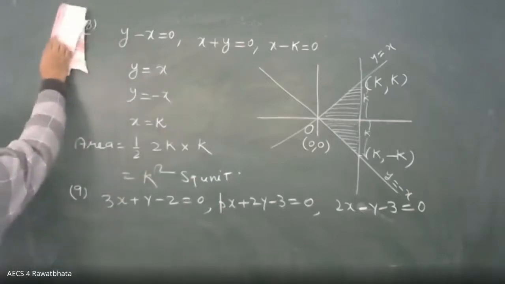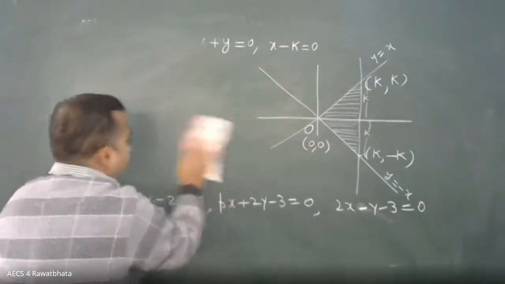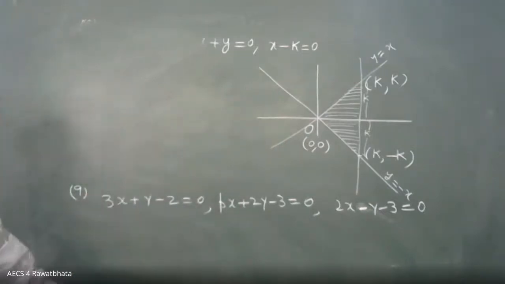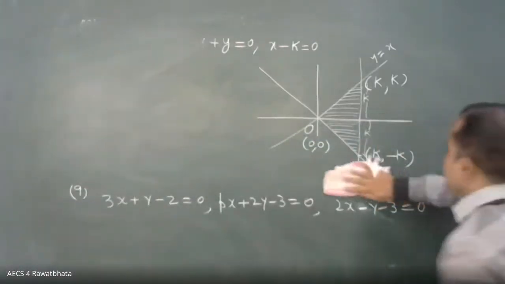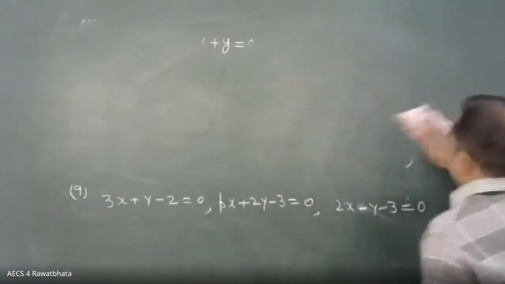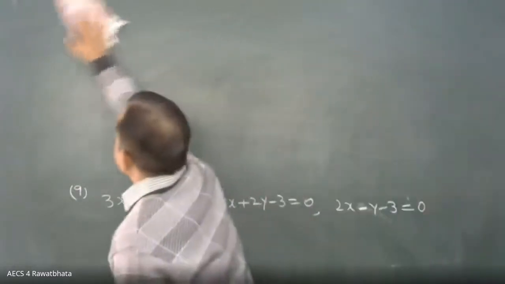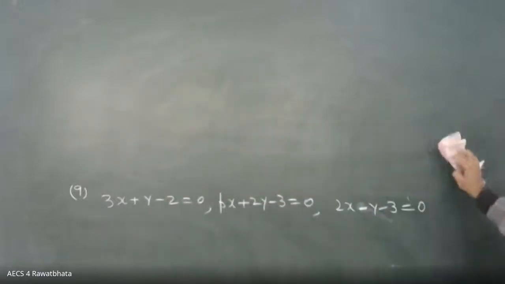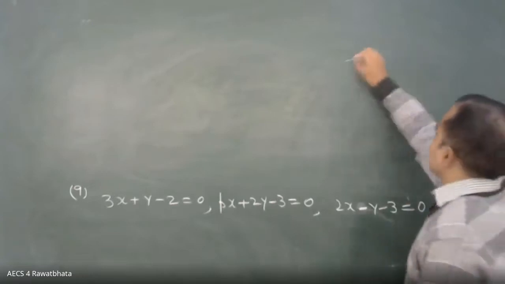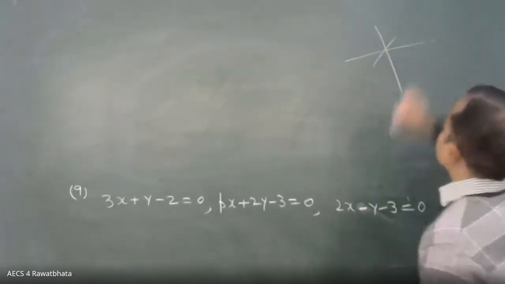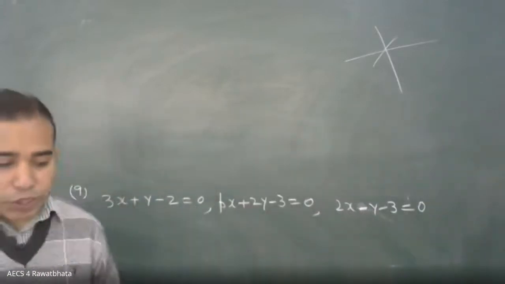So, Muhammad Abid, any suggestion? All three lines are passing through the same point, one point. So how to get the value of P? Abid, any suggestion? I have been given that these three lines are passing through the same point. So, how to get the value of P? Any other student? Any suggestion?